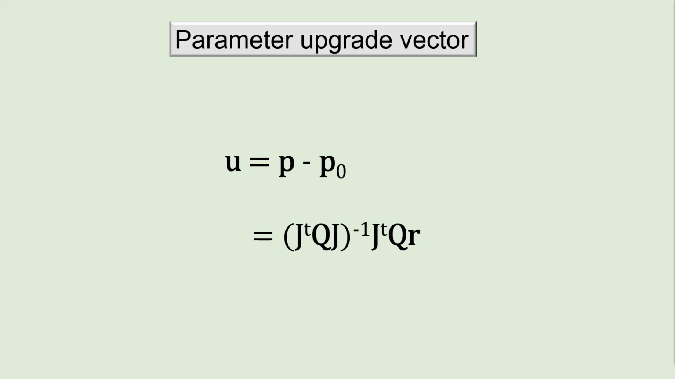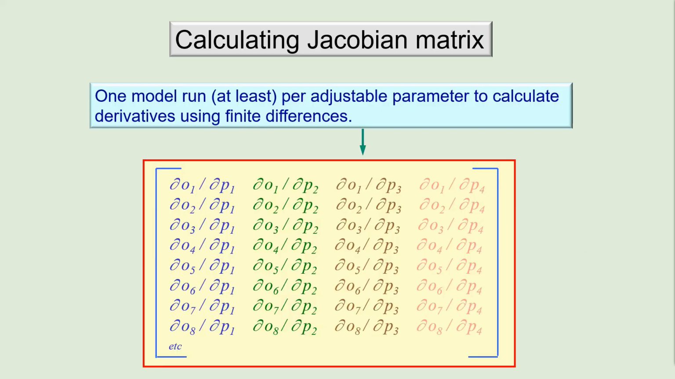So the next question is, how do I obtain that Jacobian matrix? If a model is sophisticated to calculate partial derivatives itself, it can provide that matrix. Most models that we deal with do not have this capability, so PEST has to calculate that matrix itself. It does so in an approximate manner.